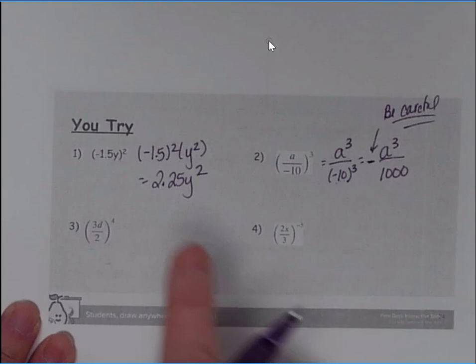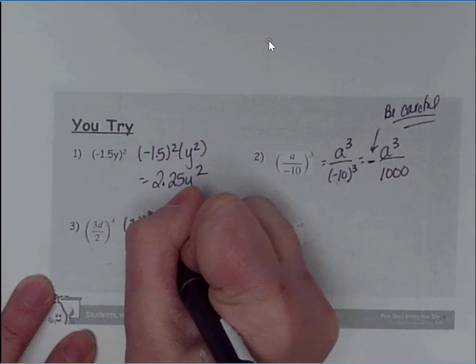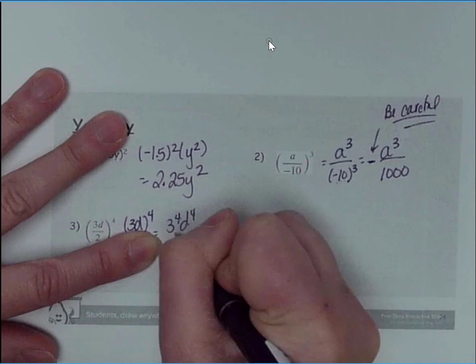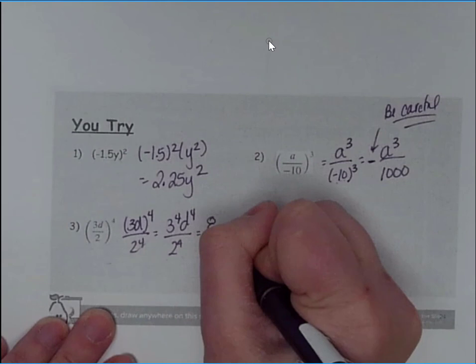Now we're getting a little trickier here. I've got my numerator, which is 3d to the fourth, and the denominator, 2 to the fourth. Now this goes back to the rules we just talked about. So I have 3 to the fourth, d to the fourth, over 2 to the fourth. So I end up with 81 d to the fourth over 16.